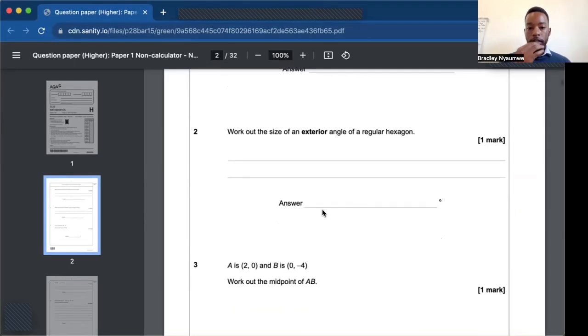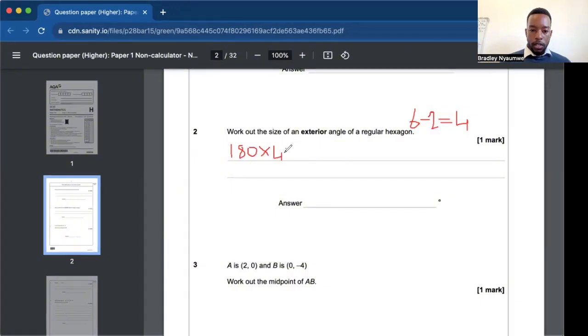So question 2, work out the exterior angle of a regular hexagon. So now to do this, we need to know what the interior angles equal first. The interior angle of any shape is the number of sides it has, take away 2. So a hexagon has 6 sides. So take away 2 is 4. Pretend that that's a 2. So we do 180 times 4.